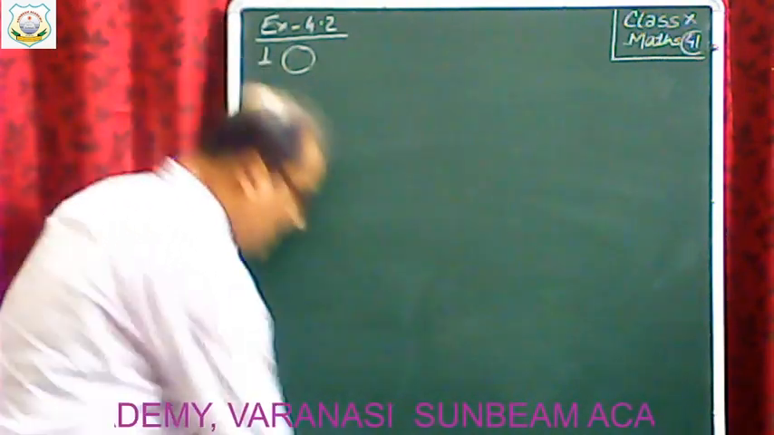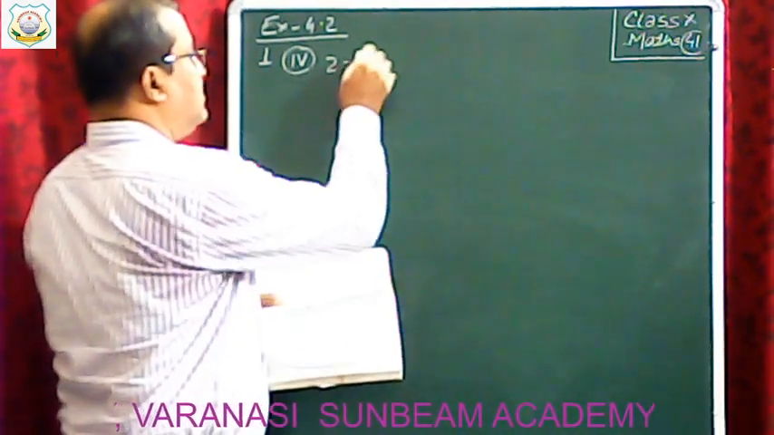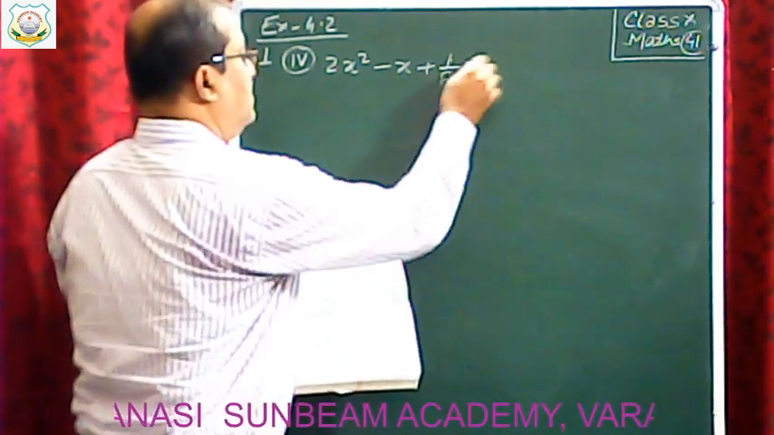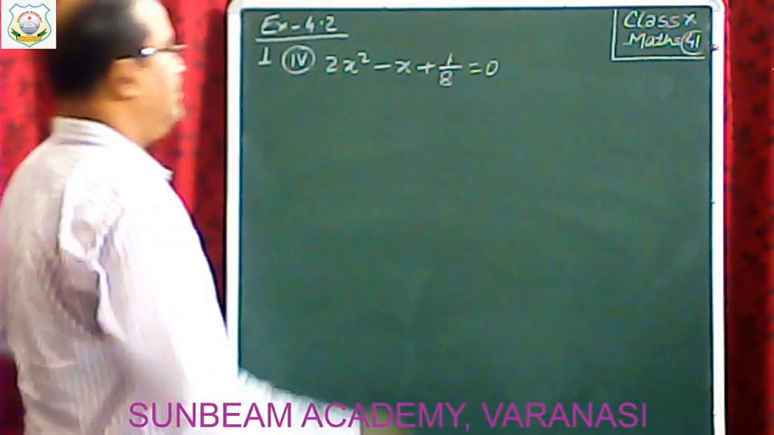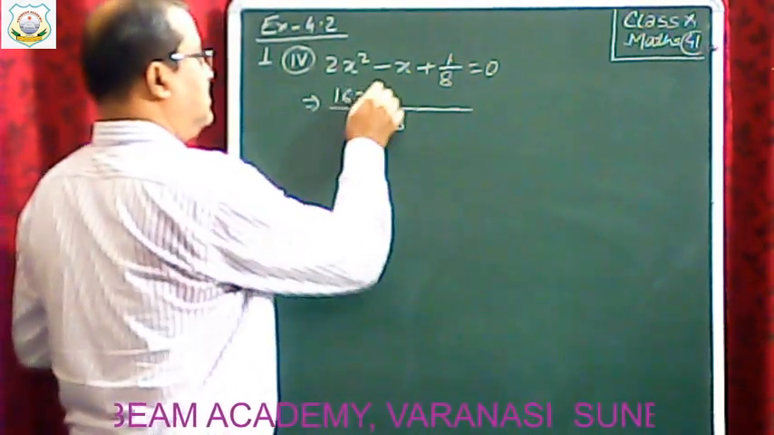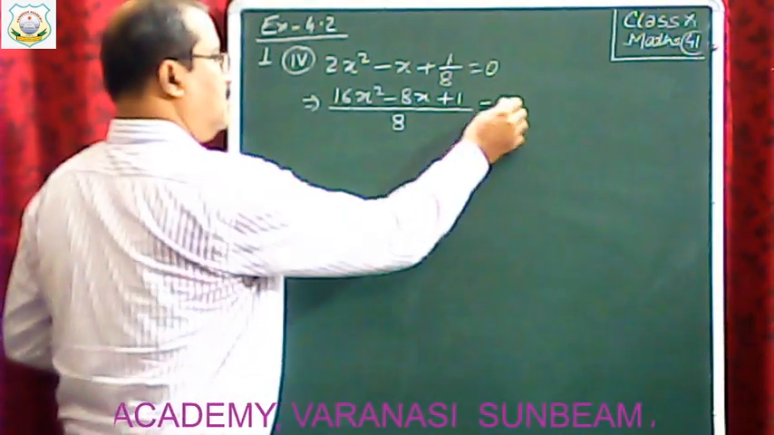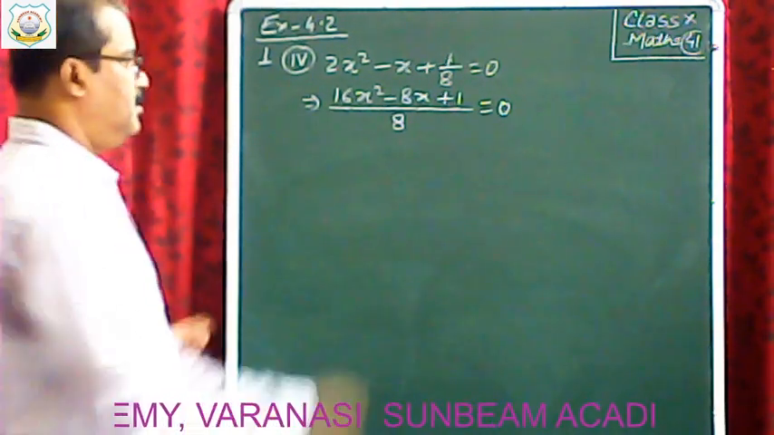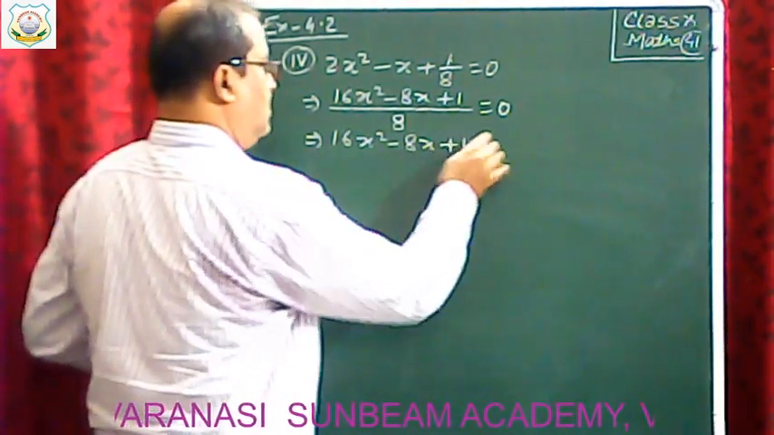Question number 1(4): 2x² − x + 1/8 = 0. Very simple, you have to take the LCM. LCM is 8. So 16x² − 8x + 1 = 0. Transposing 8, 8 into 0 is 0. So 16x² − 8x + 1 = 0.